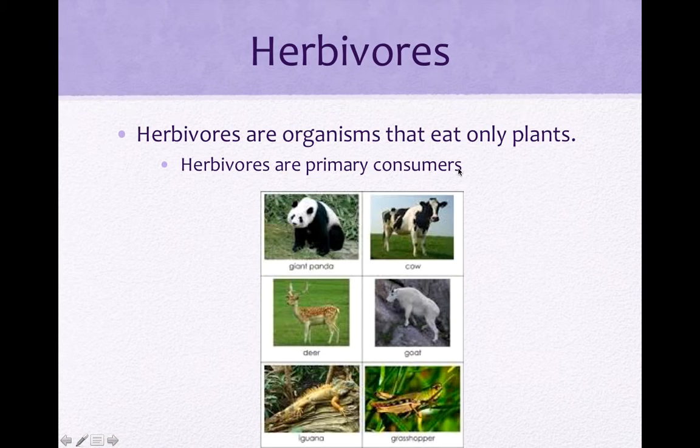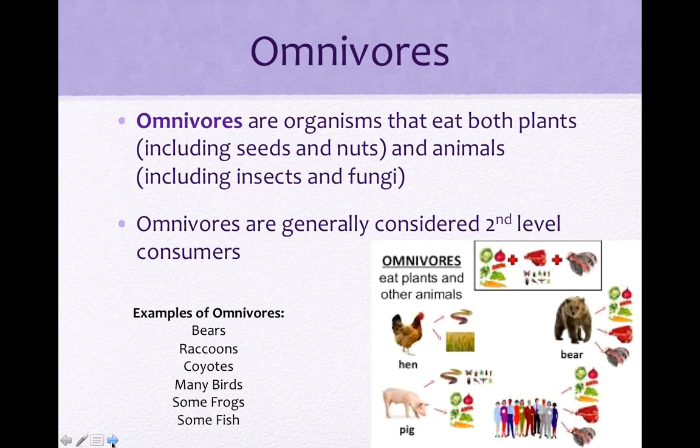But herbivores are organisms that eat only plants. And I left that side blank for you to just kind of fill in on your own. But they eat only plants. And what we call these guys, this is very important, they are primary consumers. Whenever we make these charts, you're going to need to know primary consumers.